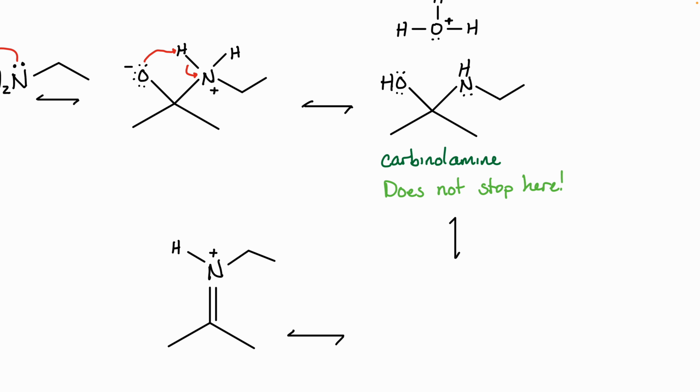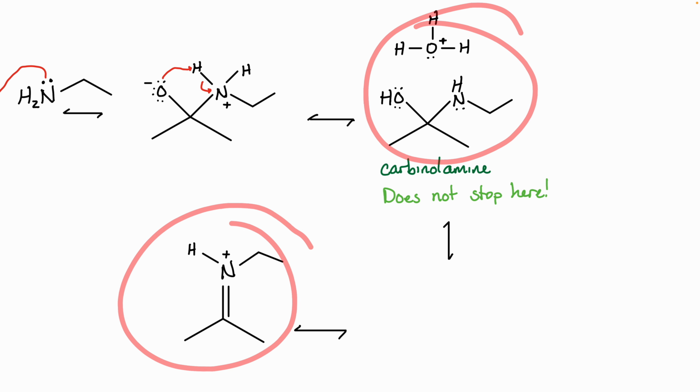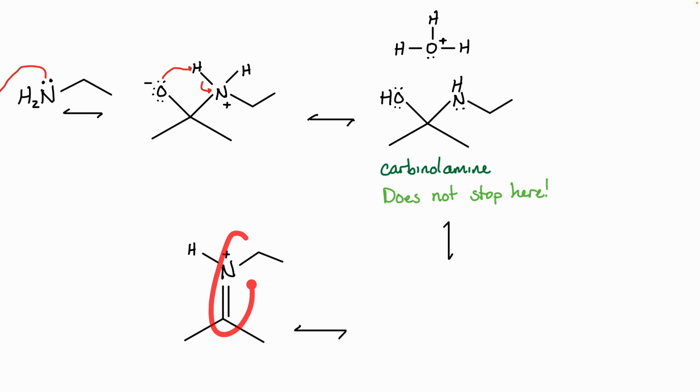All right, so try to get me from this intermediate, our carbinolamine, to this weird carbon-nitrogen double bond thing we got going on here. All right, what bonds do we need to make? What bonds do we need to break? Right? Try to make it happen. All right, hint, hint, nudge, nudge, that hydronium ion is going to be involved.